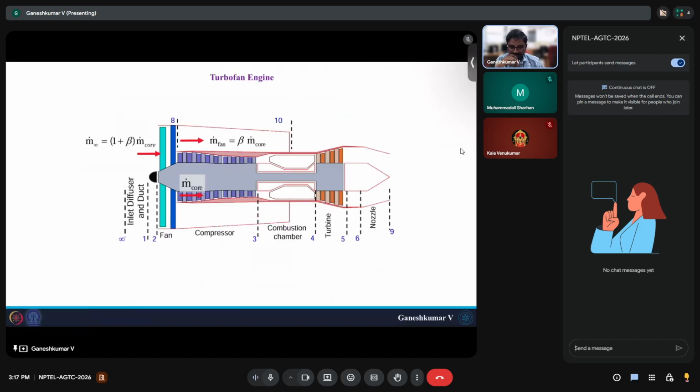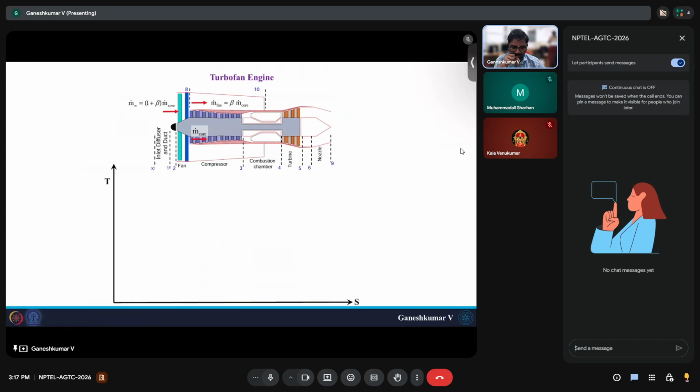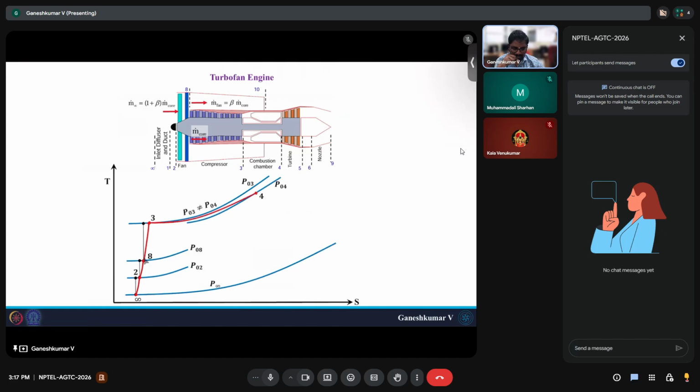So that is a brief way to revise what happened in week 5. So this is the TS graph. Additionally, what we have is from 2 to 8 a compression, and from 8 to 3 you have a compressor. So this 2 to 8 is the fan here, and otherwise everything is the same.